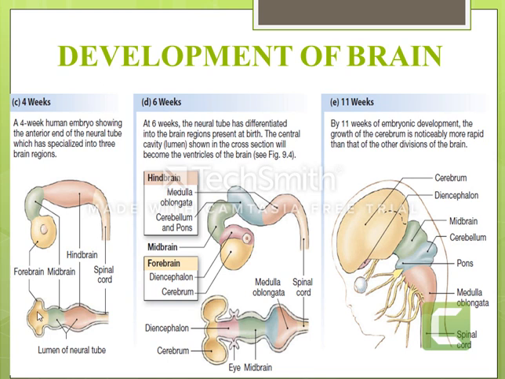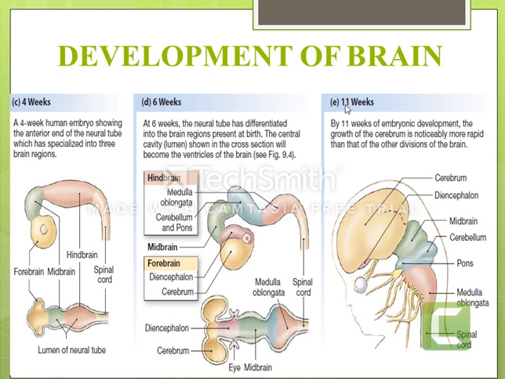See that this color denotes the forebrain, then this color denotes the midbrain and the hindbrain. In the 6th week, from the forebrain, the diencephalon and the cerebrum form, and the midbrain is there. Then from the hindbrain, the medulla oblongata, the cerebellum and the pons form. See that from the diencephalon, the eye is also formed.